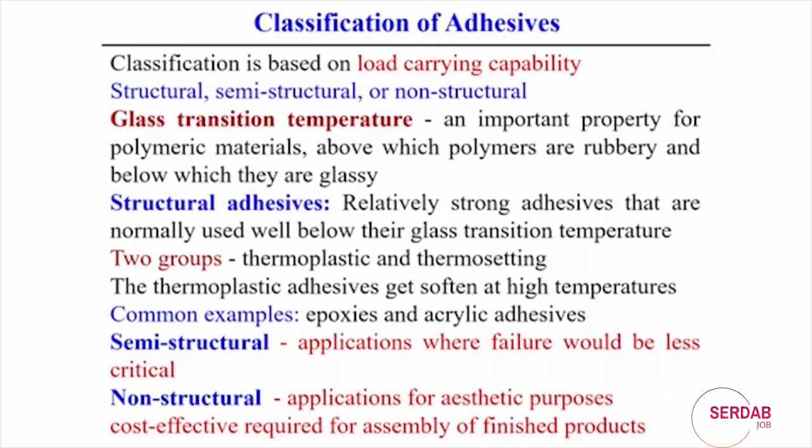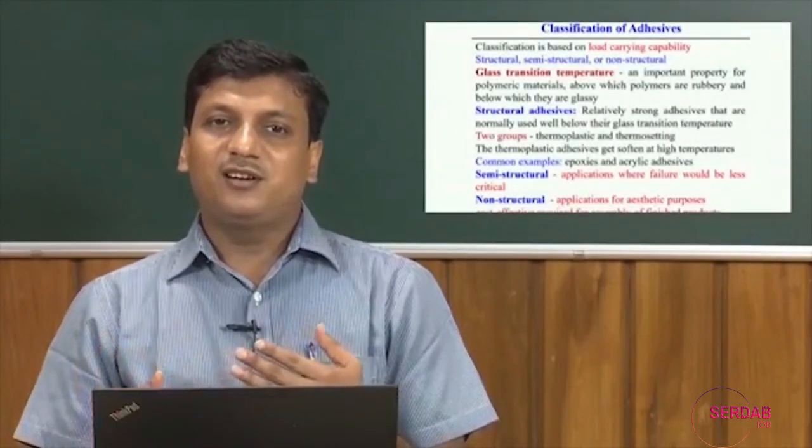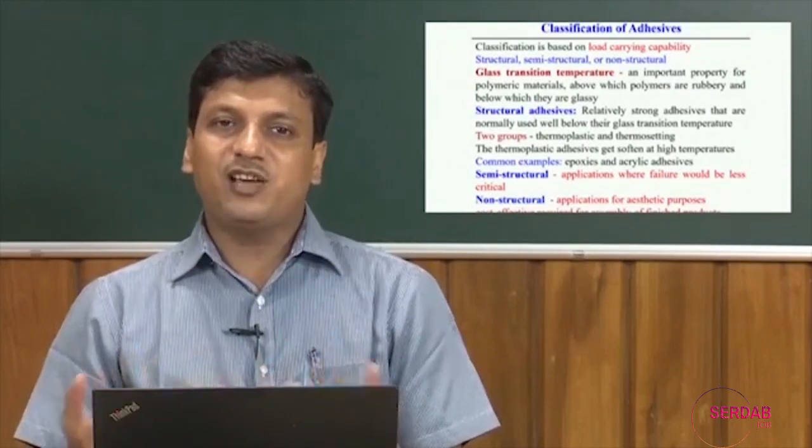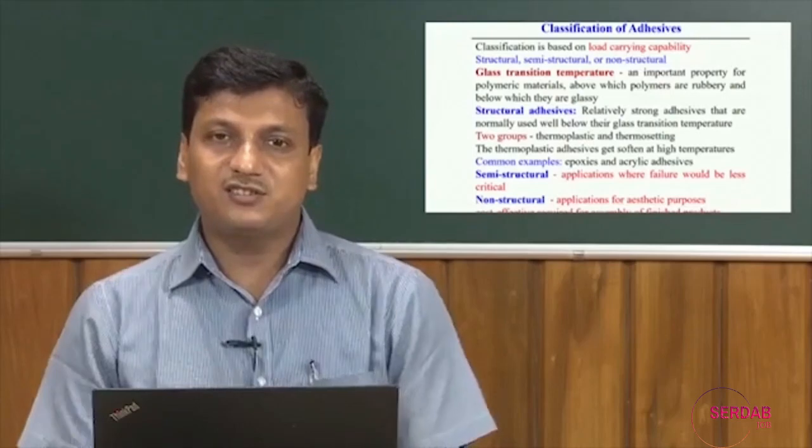So, structural adhesives are basically relatively strong adhesives that are normally used below their glass transition temperature. So, below the glass transition temperature, that means the adhesive looks like the glassy structure, as written here.